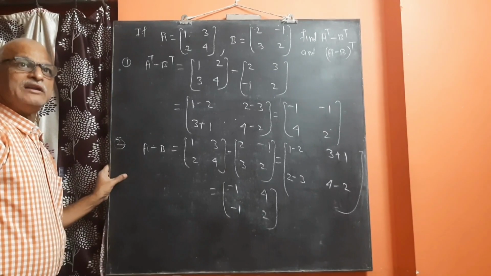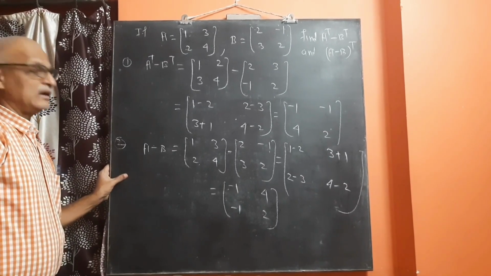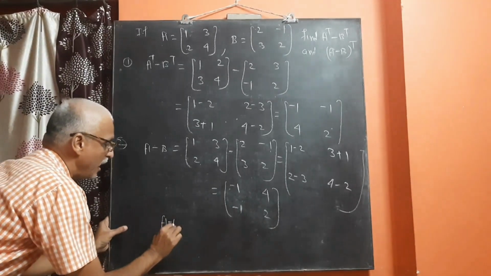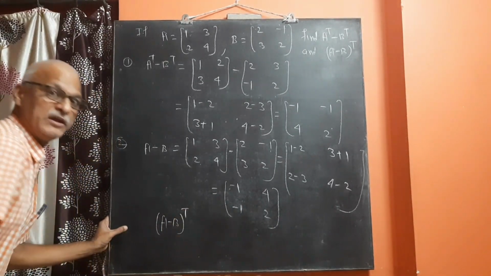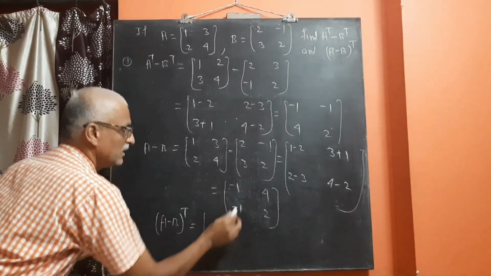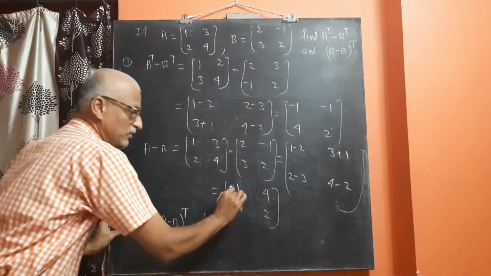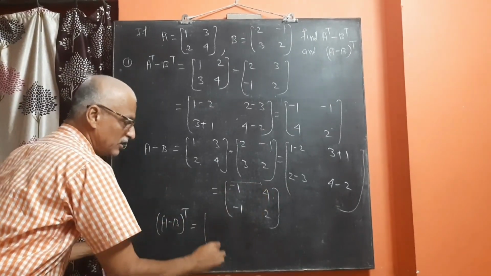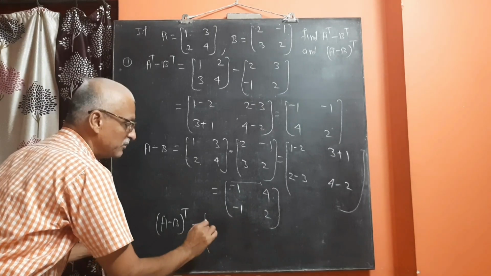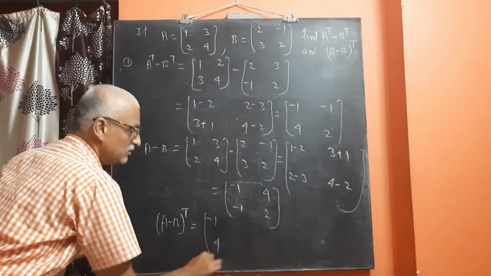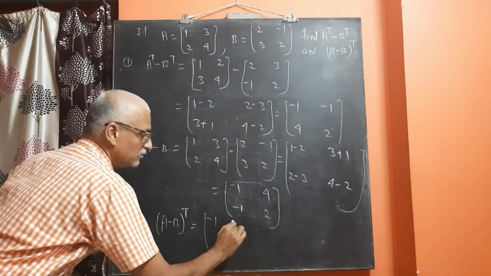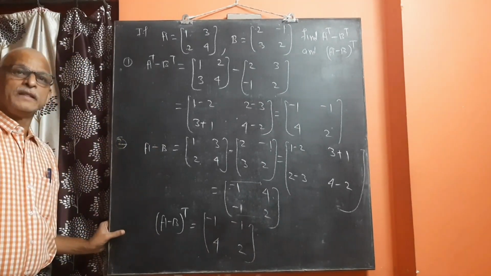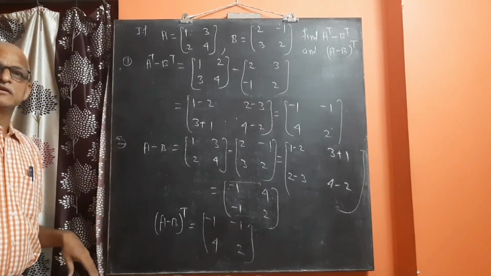Now from that A minus B, we have to find out transpose of A minus B. So the transpose of A minus B is equals to the transpose of this matrix. That means first row will become first column. This horizontal will go vertical, that will be minus 1, this will be 4. Second row will be second column, that is minus 1 and 2. So that is transpose of A minus B.